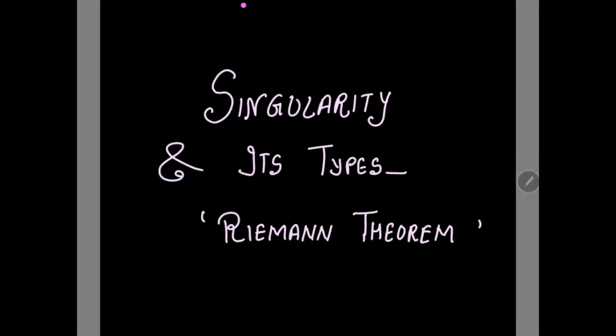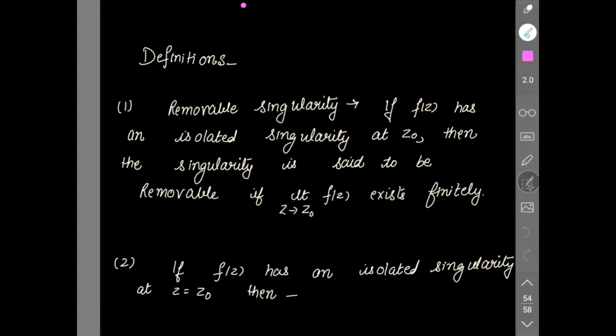Singularity and its types, and today we are going to start the Riemann theorem also. We have done singularity and its types in the previous video, but here are some other definitions for these types. First is removable singularity. If f(z) has an isolated singularity at z0, then the singularity is said to be removable if the limit as z tends to z0 of f(z) exists finitely.